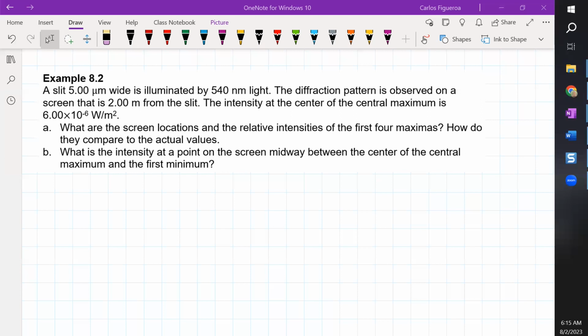A, what are the screen locations and the relative intensities of the first 4 maximas? How do they compare to the actual values? B, what is the intensity at a point on the screen midway between the center of the central max and the first minima?